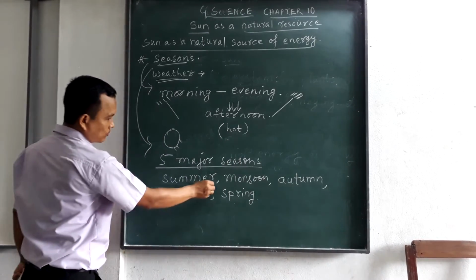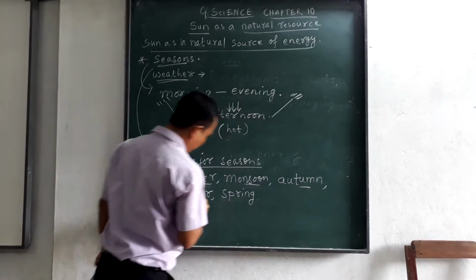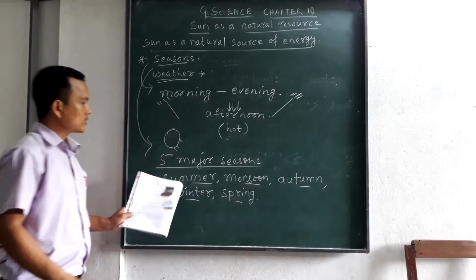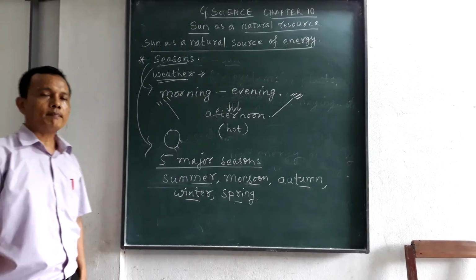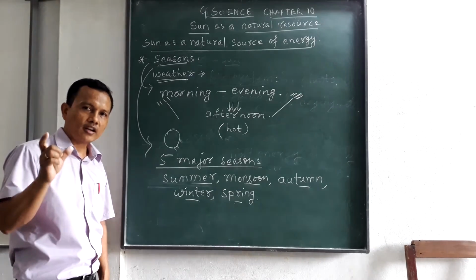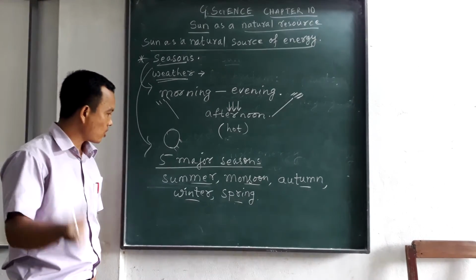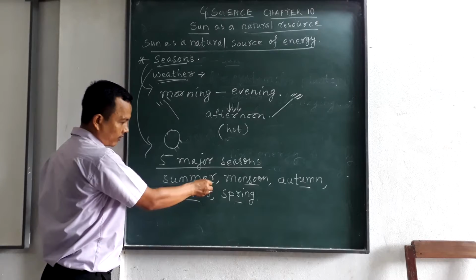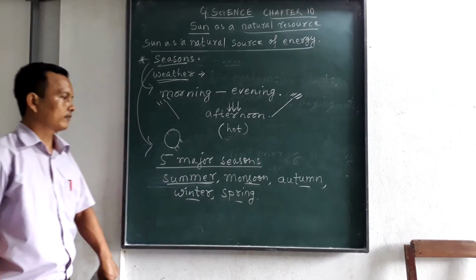Okay, let us discuss one by one. What are the differences? During summer, the temperature is very high, it is very hot and very dry. It is very, very hot during summer.